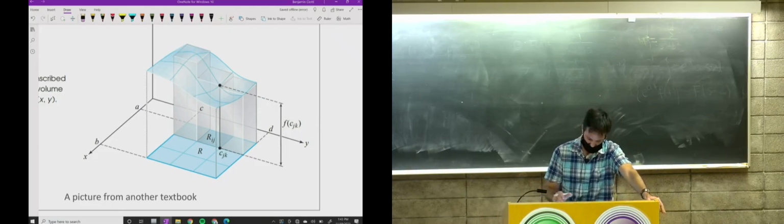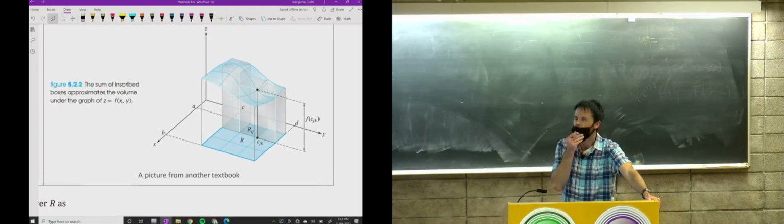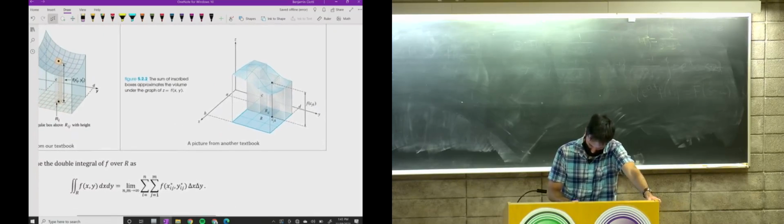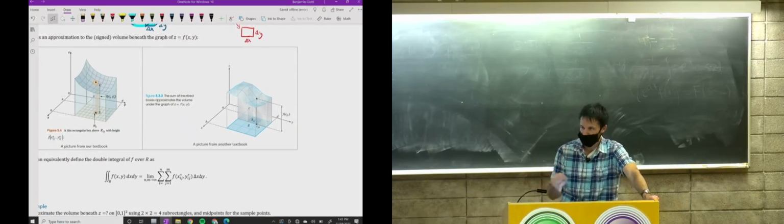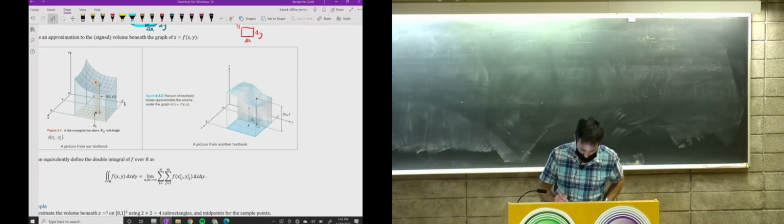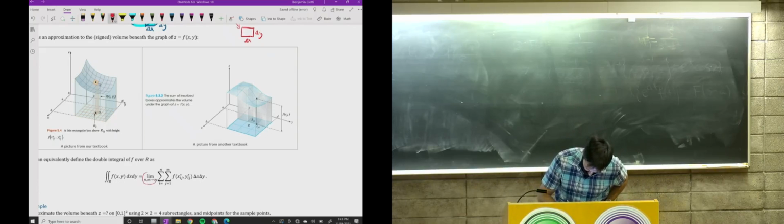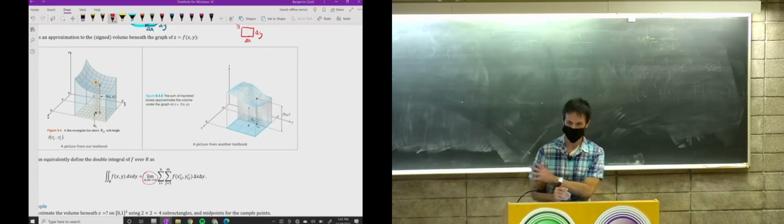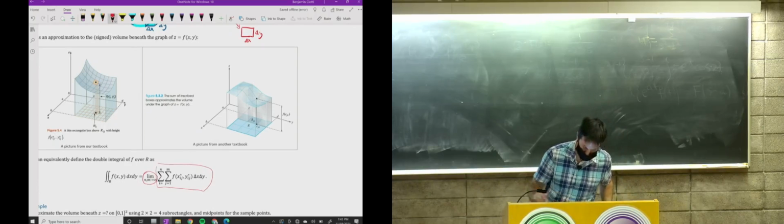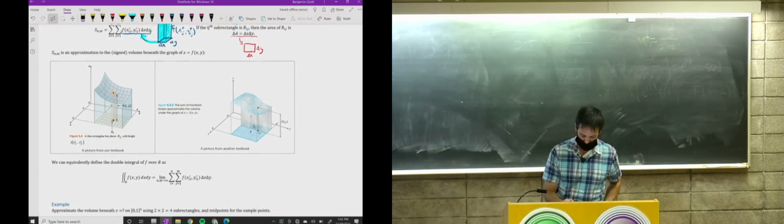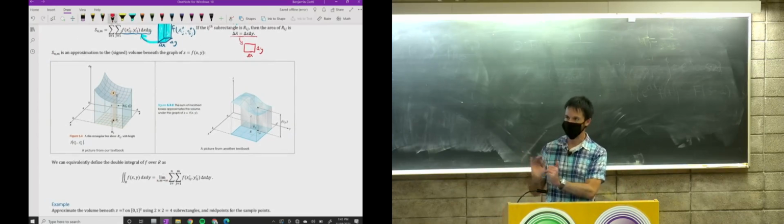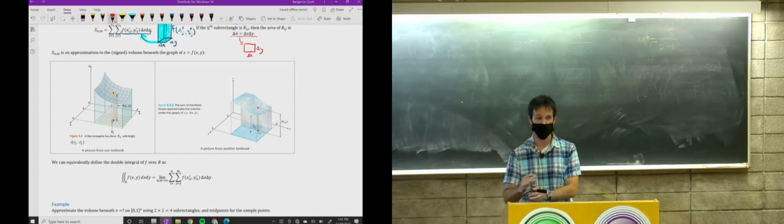So that's the content of our second definition of the double integral of f. Our second definition, equivalent to the first, will be as the limit as the number of subrectangles goes to infinity of the Riemann sum. And again, hopefully you can see that as you let the number of subrectangles get really large, this is a very good approximation to the actual true volume underneath the graph.